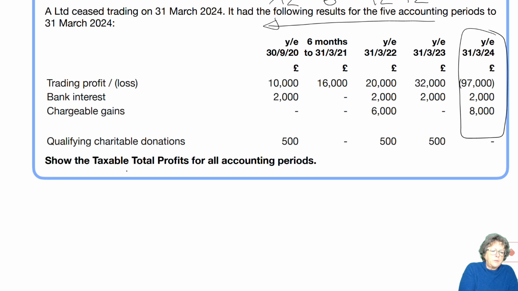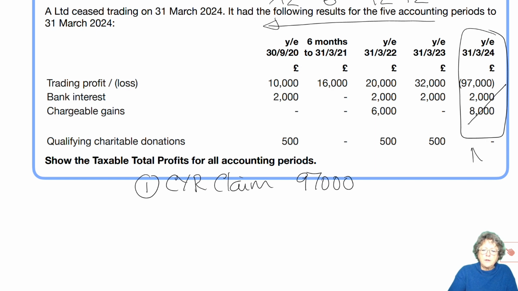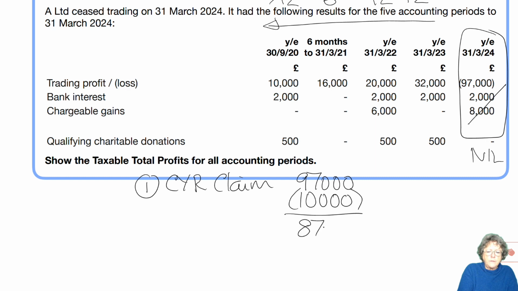let's just put it in here. First we'd need to do a current year claim. So the loss is 97,000, isn't it? A current year claim would take out £10,000 of that, leaving us with 87,000.